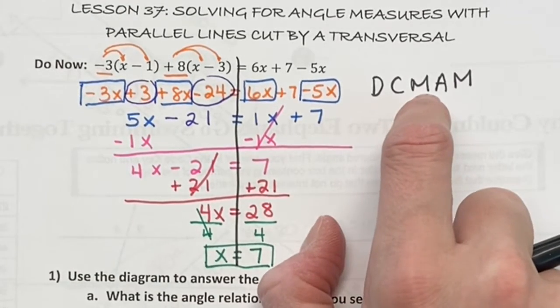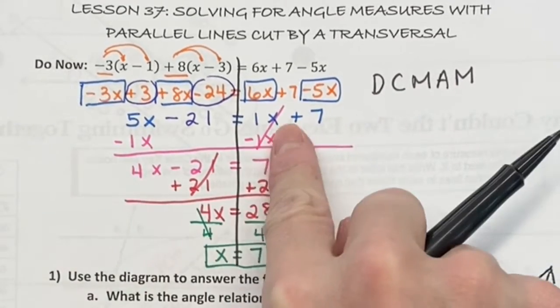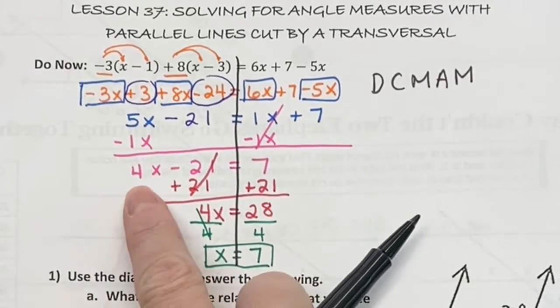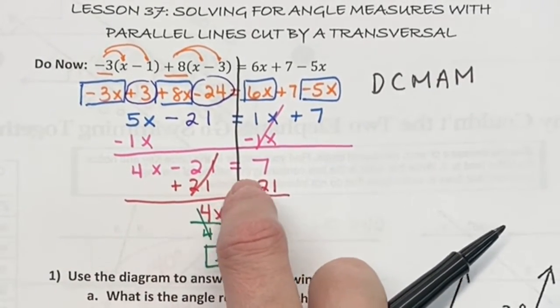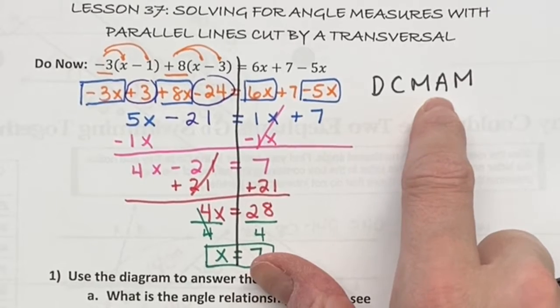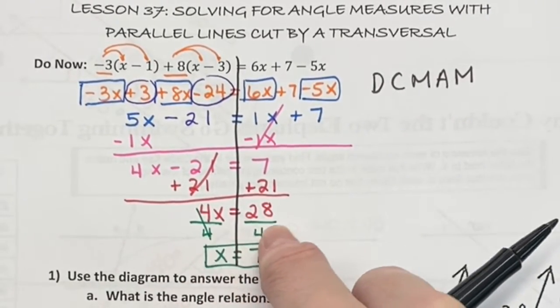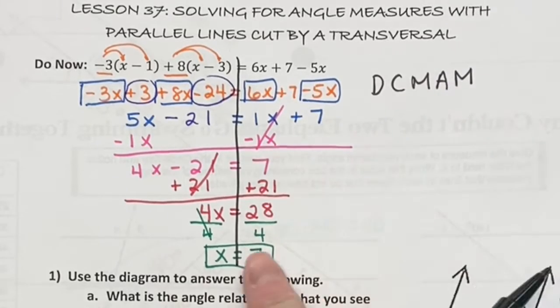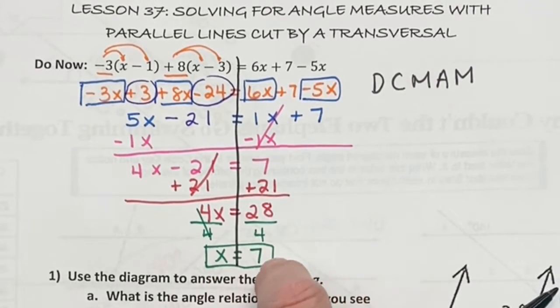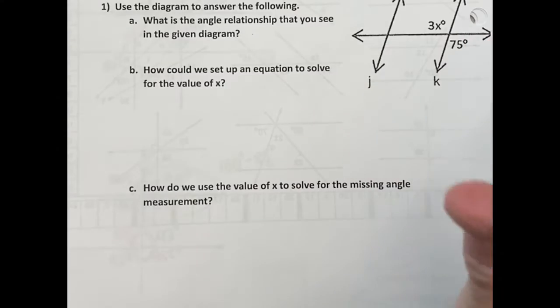Then the M tells us we're going to move our variables to one side. So I subtract 1x on each side, and I get 4x minus 21 equals 7. Then I need to either add or subtract, and I add 21 on both sides. I get 4x equals 28, then multiply or divide. And in this case, I'm dividing by 4 on both sides. I get x equals 7.